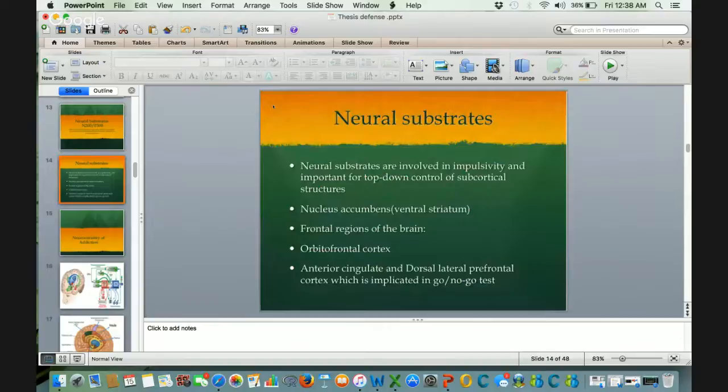The neural substrates involved in impulsivity and addiction function from top-down, starting with subcortical structures such as the nucleus accumbens, which is also the nucleus that's involved in addiction. Then there are the frontal regions of the brain: the orbital frontal cortex, the anterior cingulate, and the dorsolateral prefrontal cortex, which are implicated in the go-no-go test.